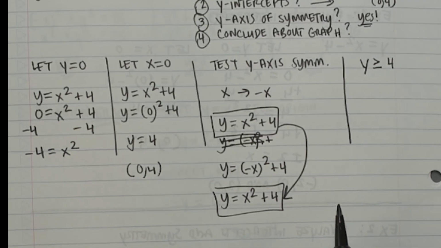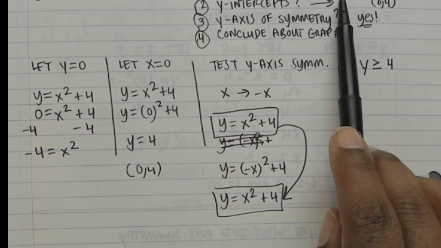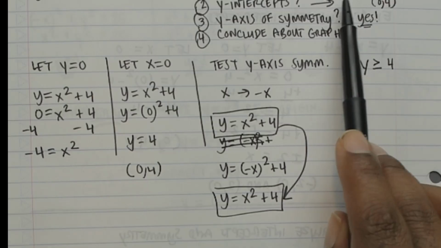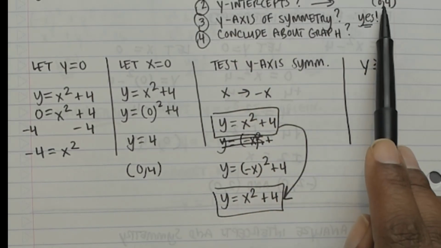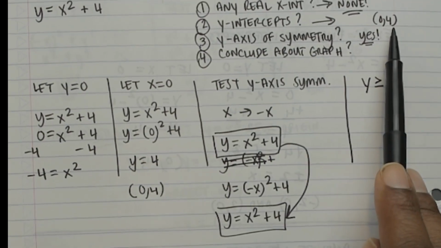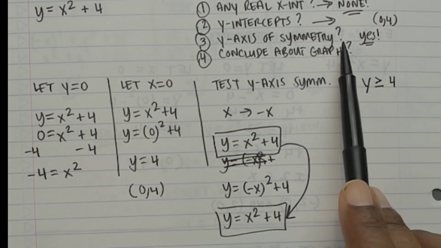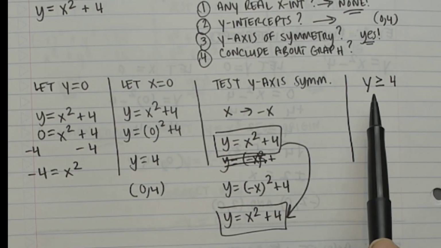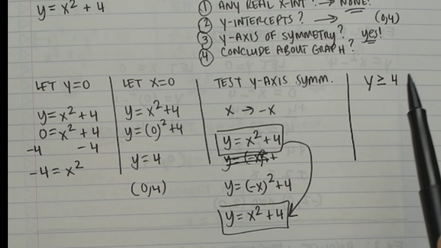So again, we know that there aren't any real x-intercepts. We know that the y-intercept is (0, 4). We know that it is reflective across the y-axis. So what can we conclude? We can conclude that y is always going to be greater than or equal to 4.